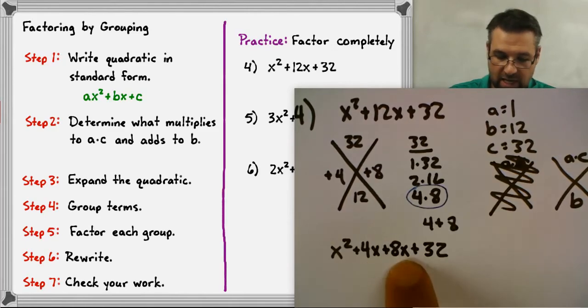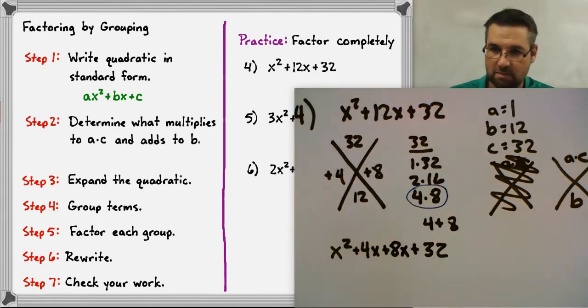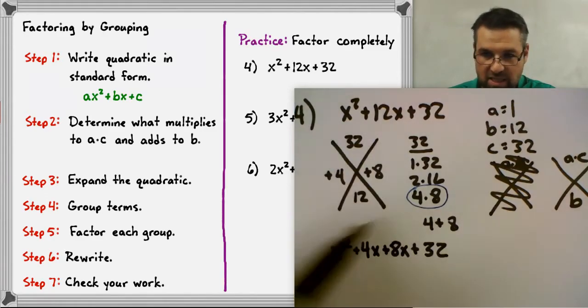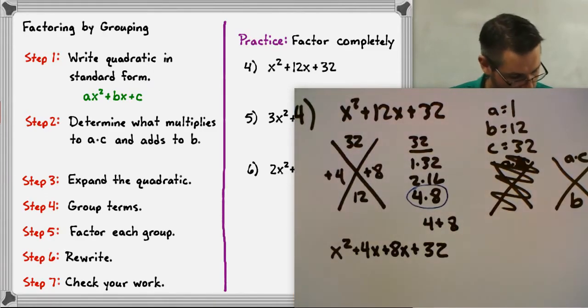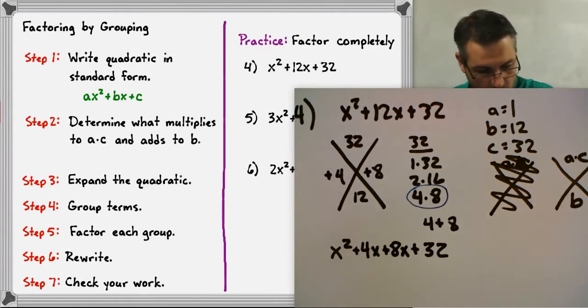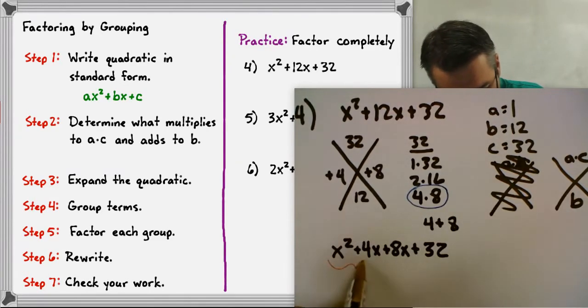If 4x plus 8x does not equal 12x, then we did something wrong. And that's why we did the x grouping here. All right, that was step 3. Let's move on to step 4. Step 4 says to group these guys.